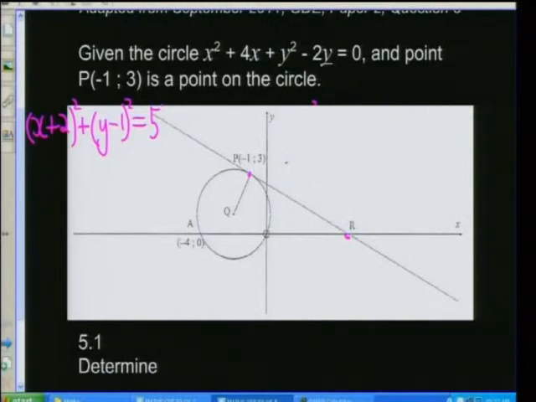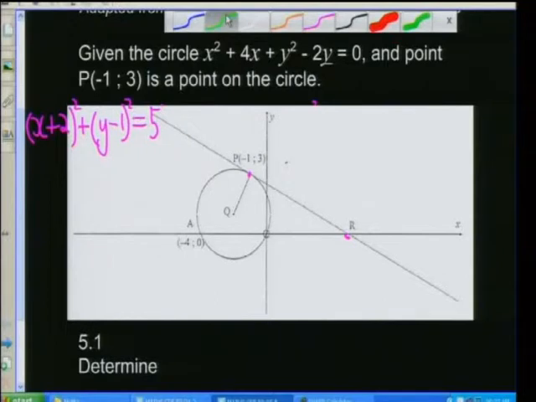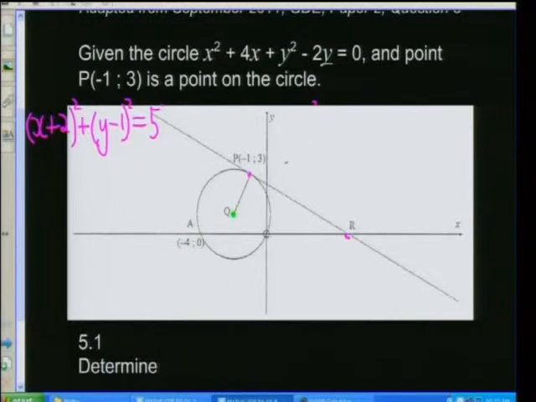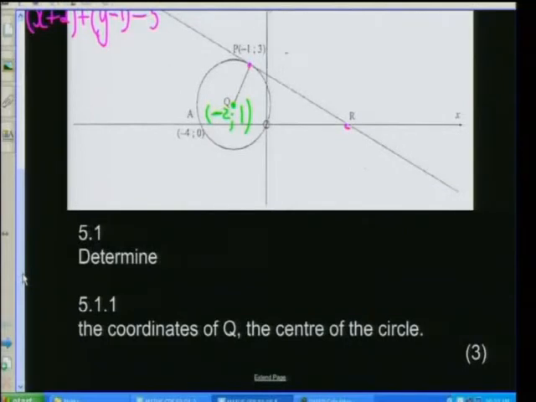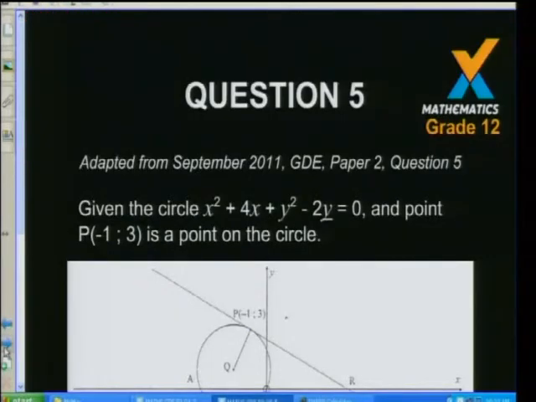And now, immediately, there's quite a lot that I can say about this circle. I can say that the center of the circle Q is at -2 and +1. And that's nice and consistent with my diagram. So that's all very nice. And I also know that the radius squared is 5, so that means that the radius is √5. So that was our first question, just to determine the coordinates of Q, the center of the circle. Right, let's have a look at the next question.